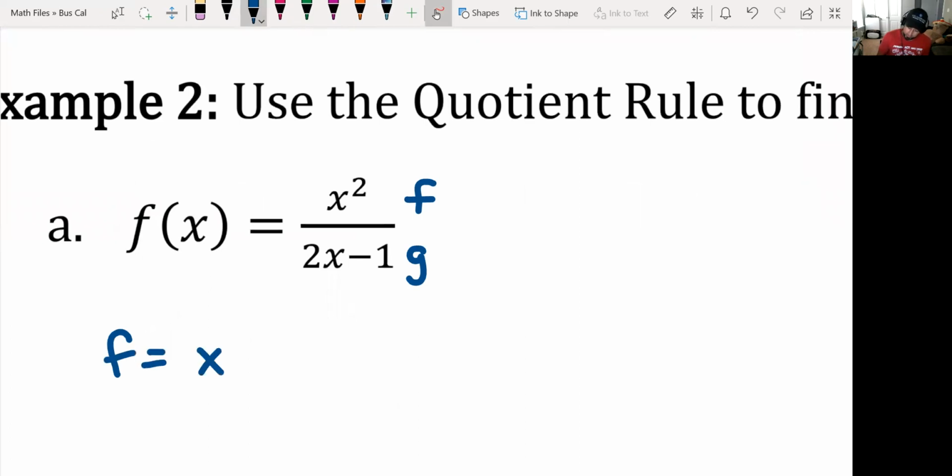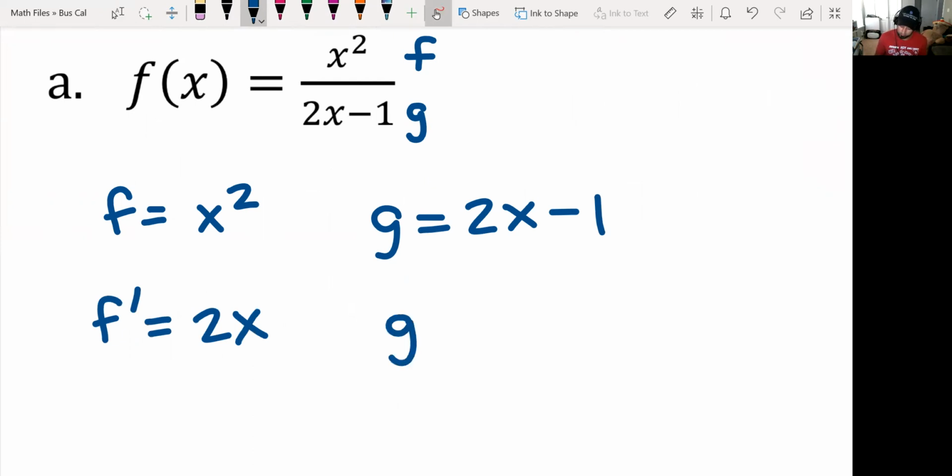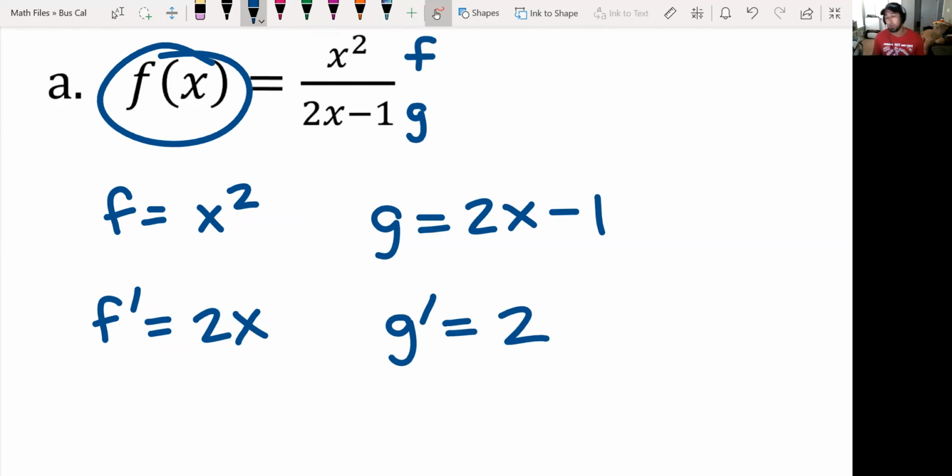F is x squared. G is 2x minus 1. Take the derivative of f, giving me 2x. Take the derivative of g, giving me just 2. Okay, we are doing the derivative of f of x.